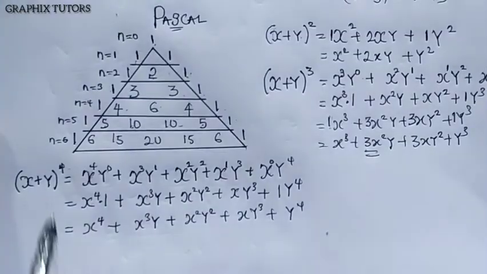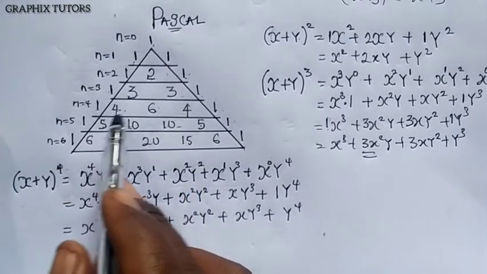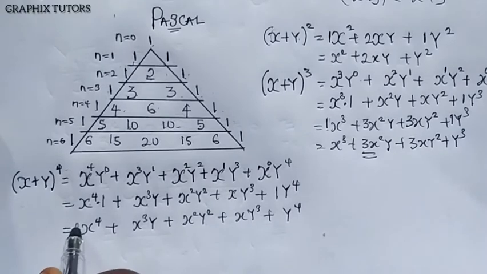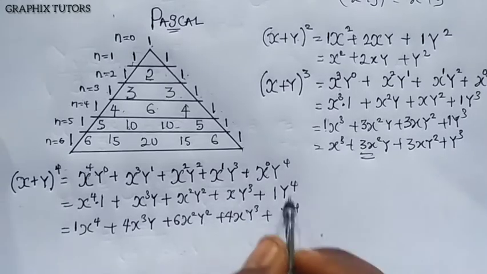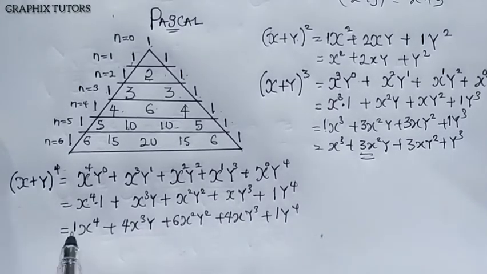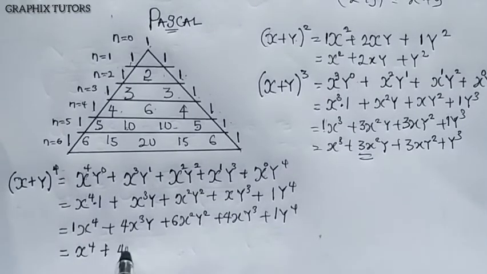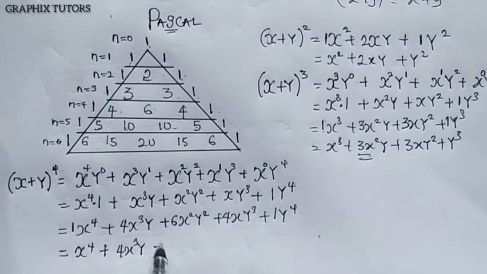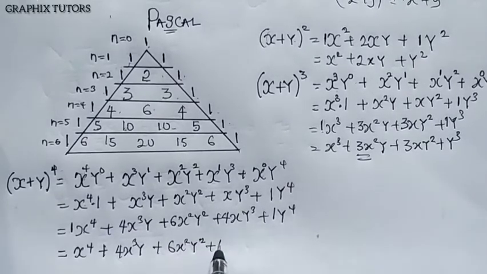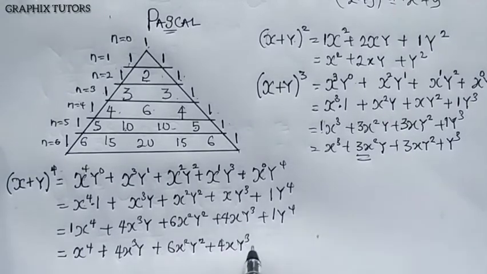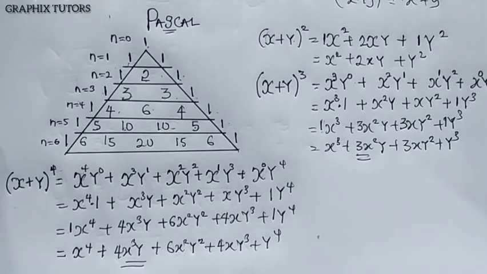So you go to the one where the index is equal to 4, since the power is 4. So we have 1, 4, 6, 4, 1. This is 1, the next one is 4, this one is 6, this one is 4, and this one is 1. So if we move forward, 1 times x^4 will be x^4 plus 4x^3y plus 6x^2y^2 plus 4xy^3 plus y^4. So this is my expansion. Is that okay?